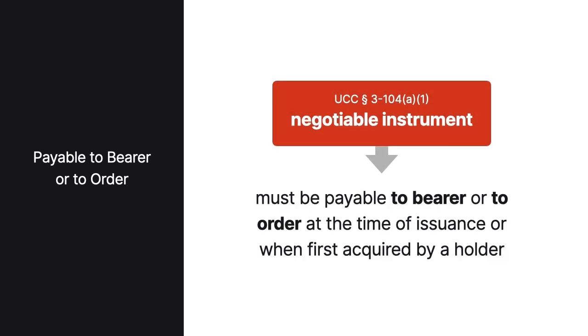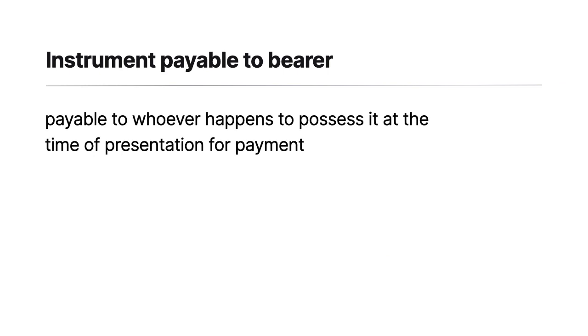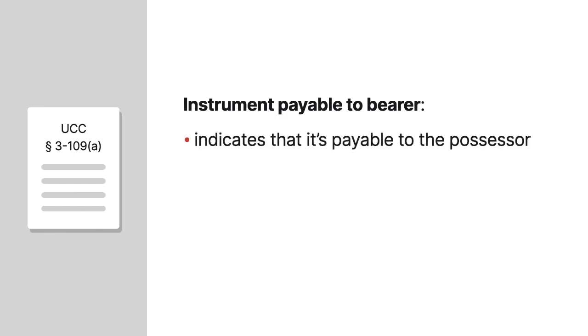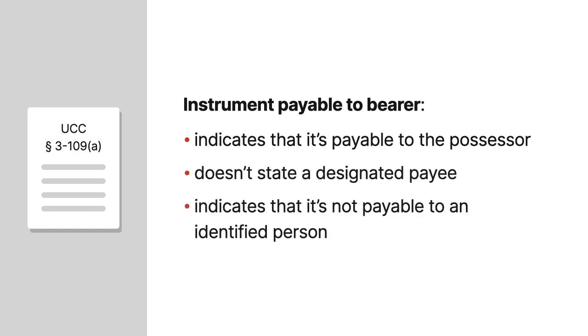For an instrument to be negotiable, it must be payable either to bearer or to order at the time of issuance or when first acquired by a holder. An instrument is payable to bearer if it's payable to whoever happens to possess it at the time of presentation for payment. More specifically, an instrument is payable to bearer if the instrument indicates that it's payable to the possessor, doesn't state a designated payee, or indicates that it's not payable to an identified person. For instance, if it's made payable to cash or to the order of cash.